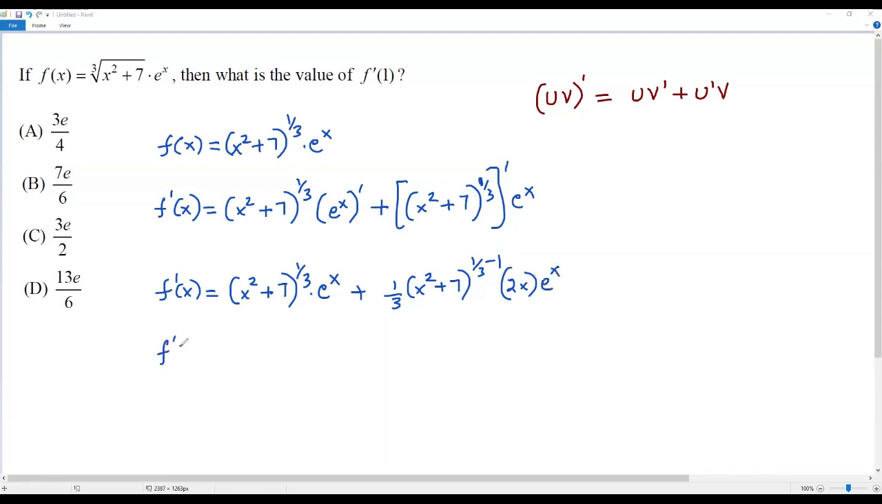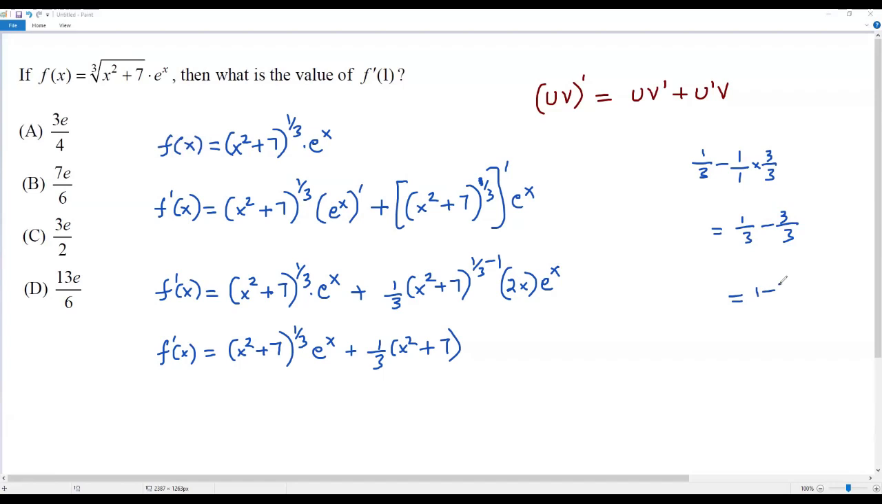Okay, now f prime of x equals (x squared plus 7) raised to the power of 1/3 times e to the x power, plus 1/3 times (x squared plus 7) raised to the power of, and I have to simplify this one, 1/3 minus 1. We can assume there is a 1 in the denominator here. To simplify, we need the same denominator for both fractions. For that, I multiply both numerator and denominator of the 1 by 3. Then I get 1/3 minus 3/3, which is 1 minus 3 over 3. Finally, I get negative 2/3.